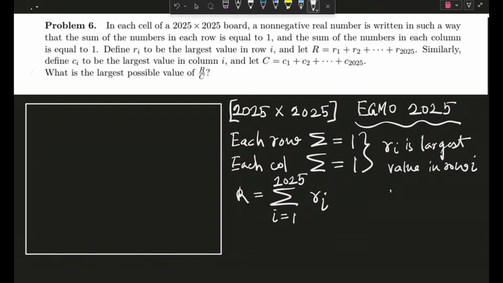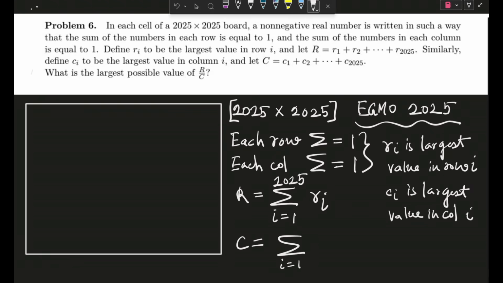Similarly, we have Ci also. So Ci is the largest value in column i. And after that, we have the capital C, which is again the similar sum of Ci, i equals 1 to 2025. And now they have asked us what will be the largest possible value of R by C. We have to maximize R by C.